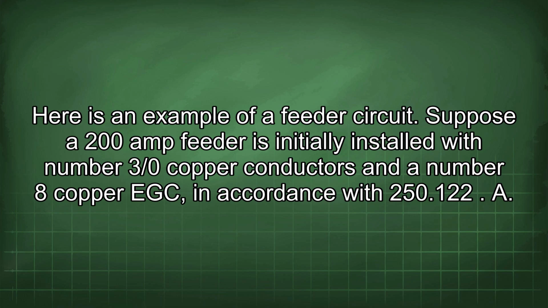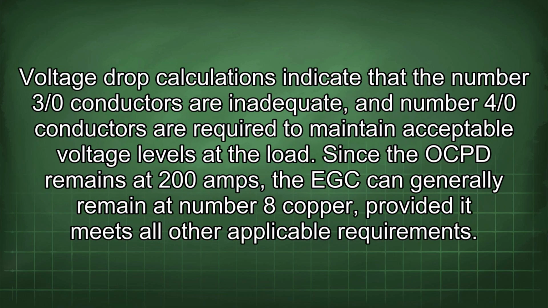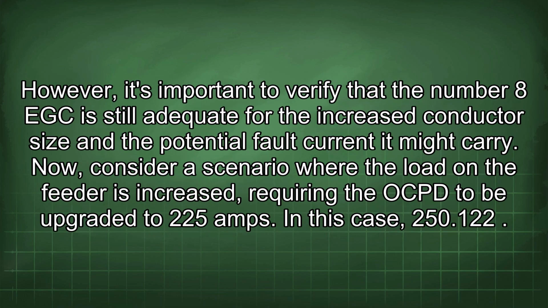Suppose a 200 amp feeder is initially installed with number 3/0 copper conductors and a number 8 copper EGC in accordance with 250.122. Voltage drop calculations indicate that the number 3/0 conductors are inadequate and number 4/0 conductors are required to maintain acceptable voltage levels at the load. Since the OCPD remains at 200 amps, the EGC can generally remain at number 8 copper, provided it meets all other applicable requirements. However, it's important to verify that the number 8 EGC is still adequate for the increased conductor size and the potential fault current it might carry.